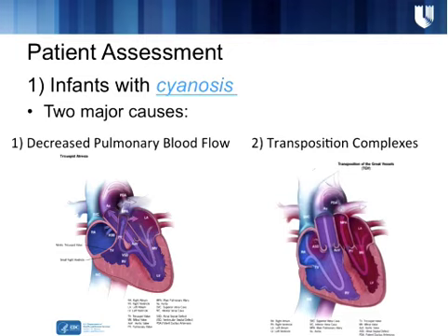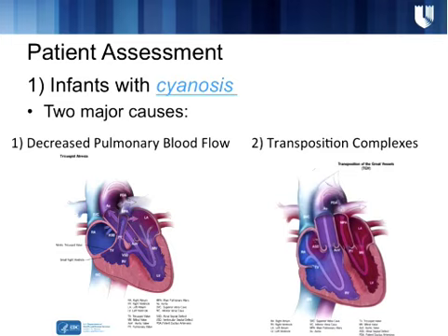So these infants classically present with cyanosis, which is due to decreased pulmonary blood flow. And the second kind of infant with cyanosis are what are considered transposition complexes. So the most common one you'll see, a classic one, is called transposition of the great vessels.